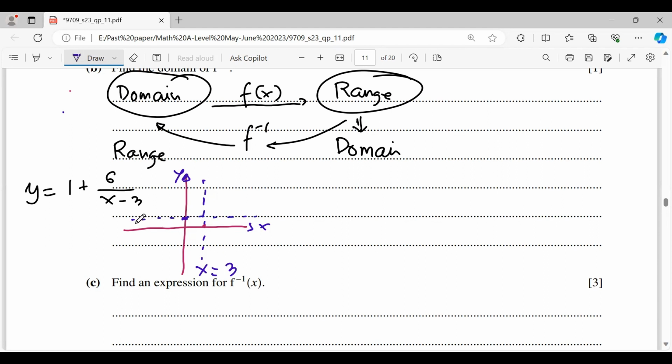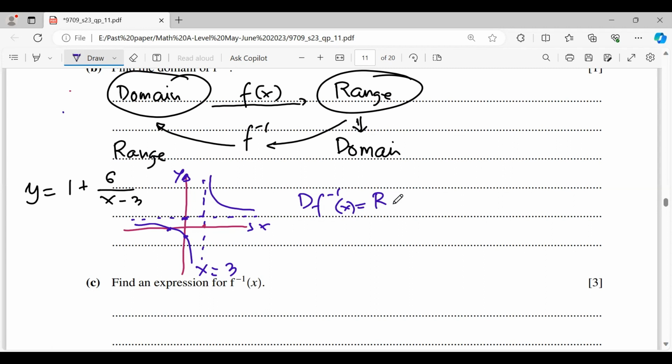So if you sketch the graph, it's going to be like this. It has two intercepts, one with the x-axis and one with the y-axis. The intercept point with x is (-3, 0), and this one is (0, -1) here. So it means the domain for a function equals the range, based on this information.